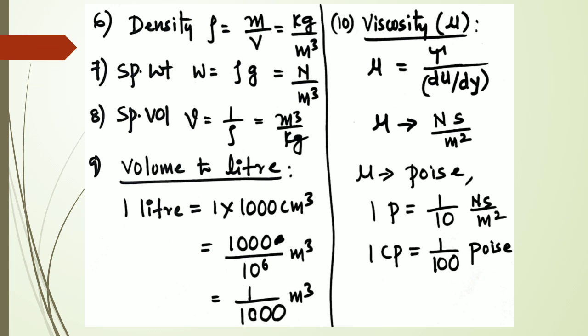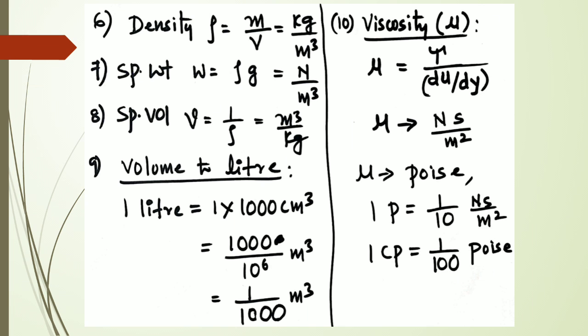So the volume to liter conversion we have discussed. 1 liter can be written as 1000 centimeter cube, and this should be converted to meter cube. Centimeter to meter is 1 by 100. So in total, 6 zeros will come because 10 raised to 3 is there and centimeter cube is there. So 1 by 1000 meter cube will come.